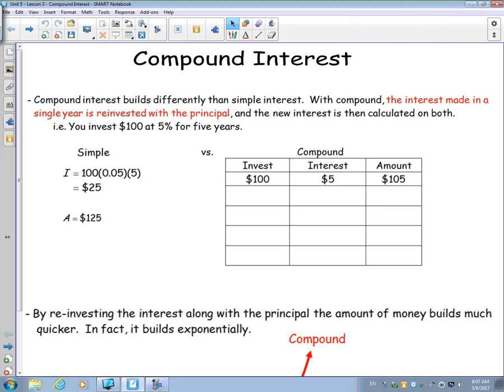In this lesson, we're going to examine a second type of interest, one that's used more in the real world, the practical sort of situation here. We call it compound interest. Compound interest builds differently than simple interest.